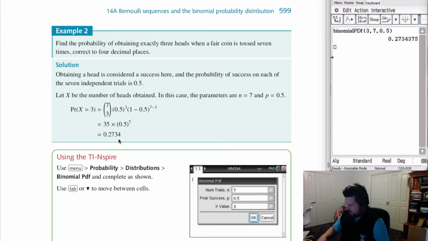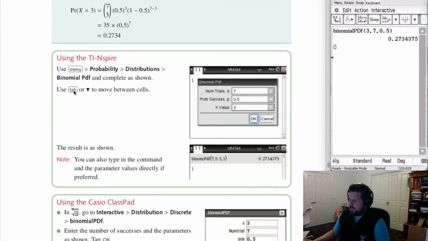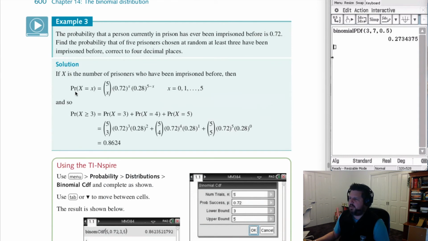Alrighty, the next example says here, the probability that a person currently in prison has ever been imprisoned before is 0.72. It says find the probability that of 5 prisoners chosen at random, at least 3 have been imprisoned before. Again, they're asking for the answer correct to 4 decimal places. So if we were just thinking about x being the number of prisoners who have been in prison before, then this here is going to be the formula for that. Obviously, we're choosing 5 at random.